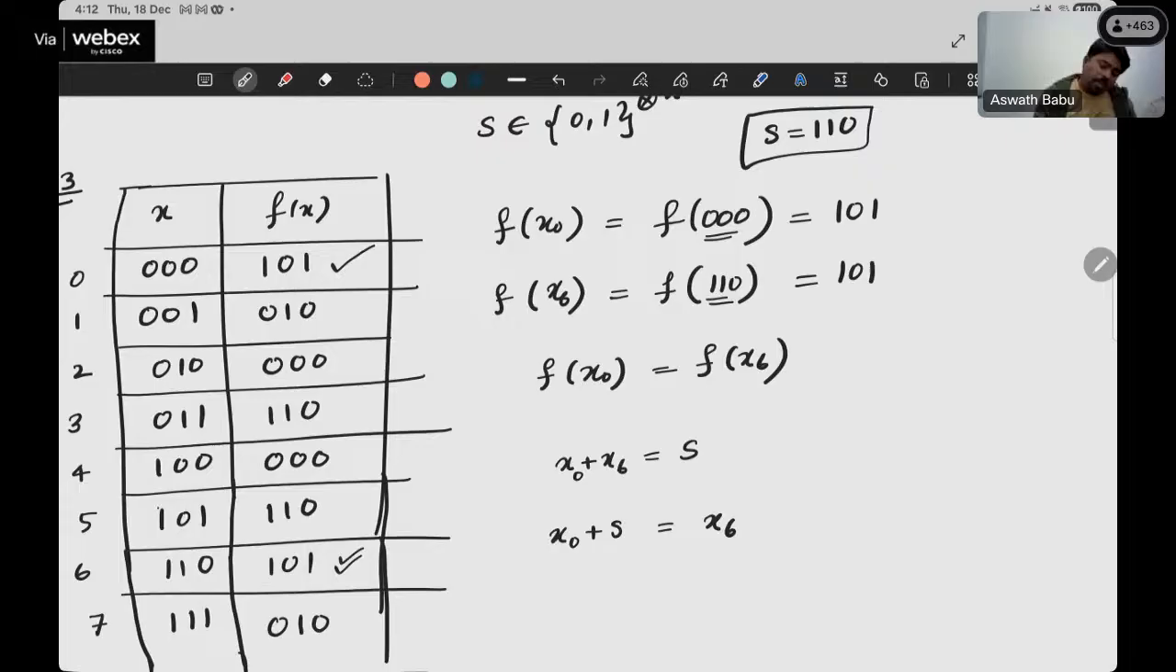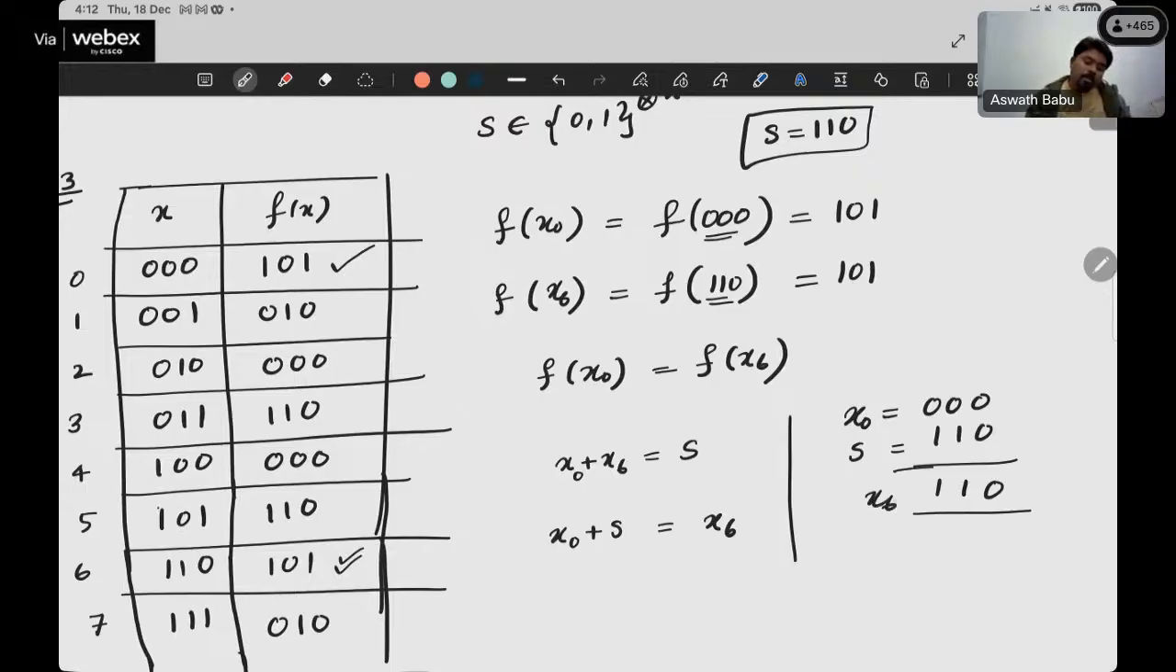Let's see that. What is x0? x0 is triple zeros. What is s? s is 110. Let me add bit by bit: 0, 1, 1. That is giving me x6. And you can also check the other way around: take x6, which is 110, and add s to that. If you add, 1 plus 1 is 0, 1 plus 1 is 0. You don't carry here; you simply put the sum with addition modulo 2. So I am getting x0.